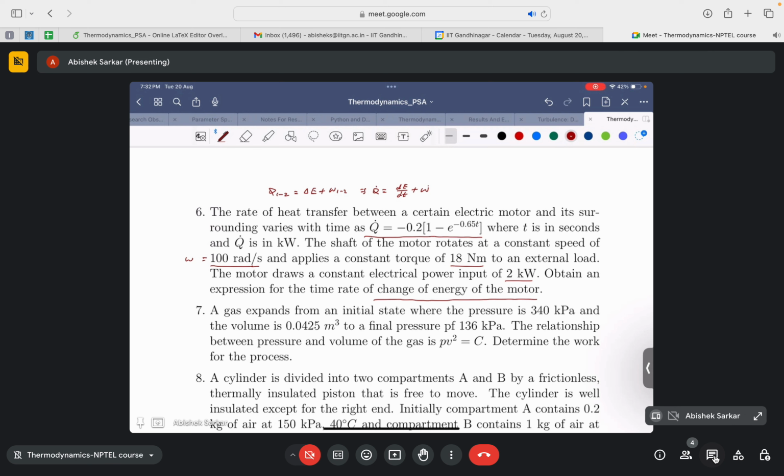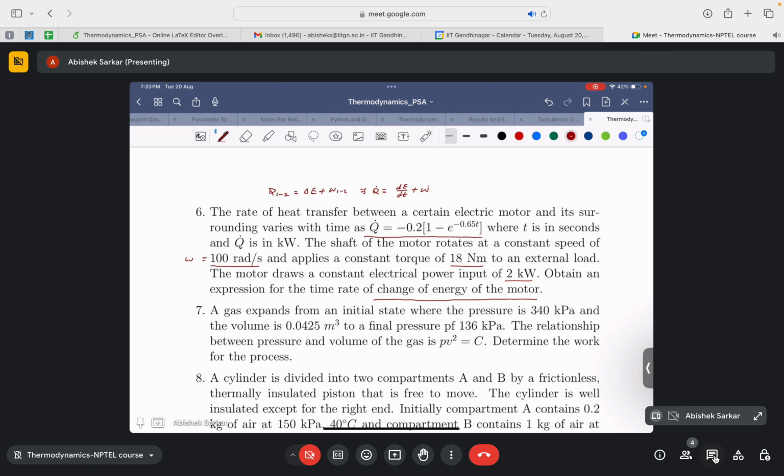Again, we need to apply the concept of sign conventions as well. Minus 0.2, correct, the work done is minus 0.2 kilowatt. It seems that you have applied the sign conventions perfectly. It's just a simple subtraction from Q. Q is minus 0.2 into (1 minus e to the power minus 0.65 t). Just subtract it from the net heat interaction and you will get the net rate of change of the internal energy of the motor.